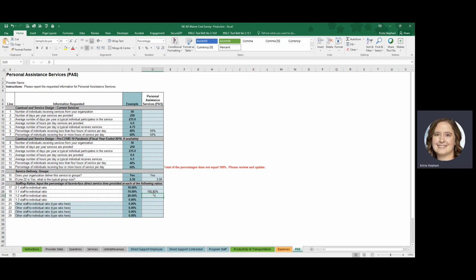So we will continue to ask you to provide that information related to your staffing ratios here. Because you may provide services that are in staffing ratios other than pre-populated here, we did provide you with the option to type your own staff to individual ratio and provide the percentage of services that are provided in that setting.